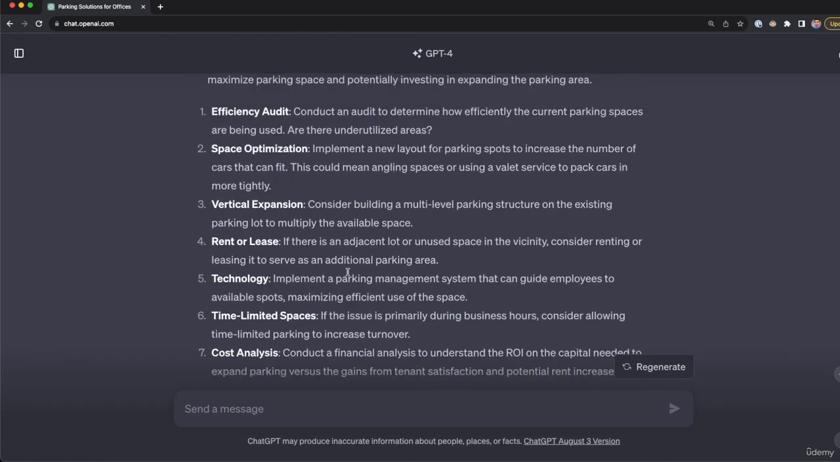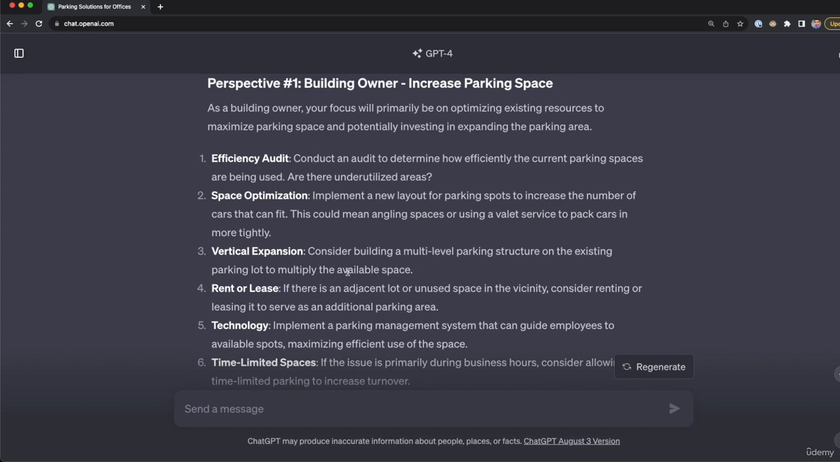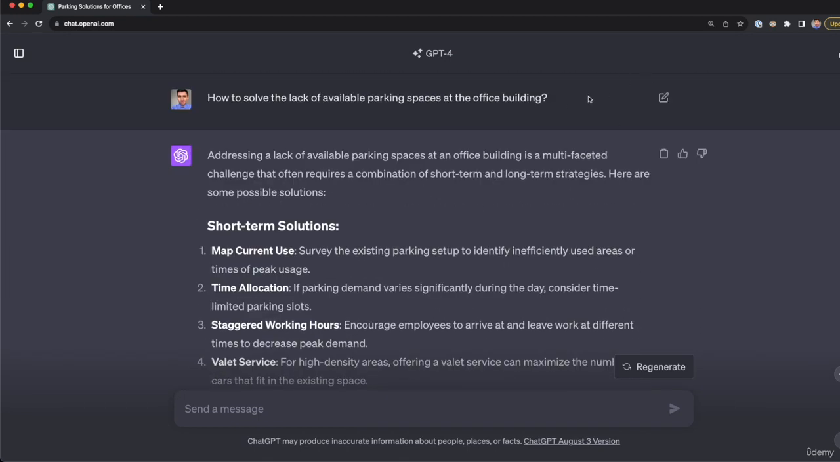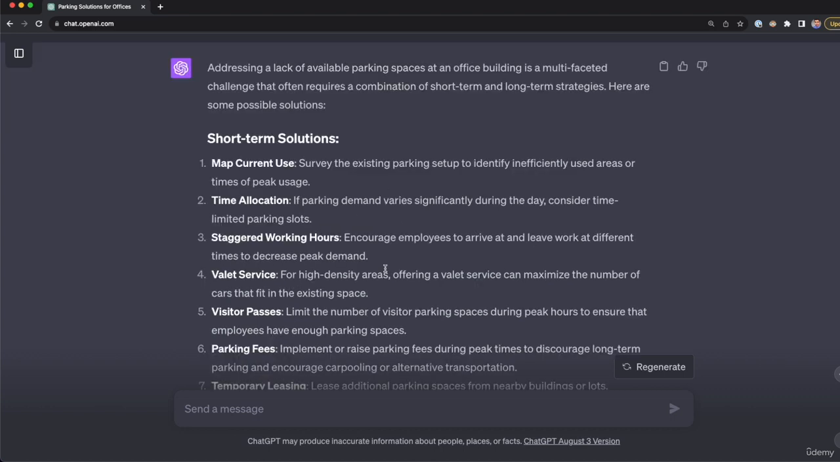And well, we could get answers for each perspective, and then we can find which is the best solution. And this is different from the first prompt, which is very basic, and we got also a generic response, which is more related to the lack of space. So we got only time allocation, valet service, parking fees, and so on.